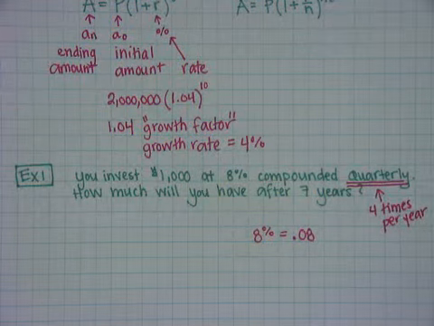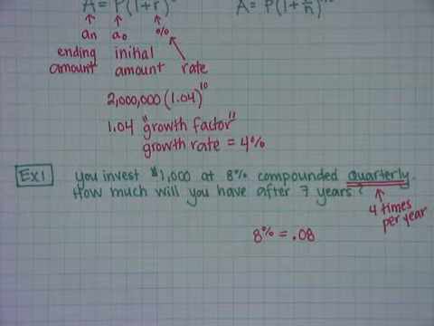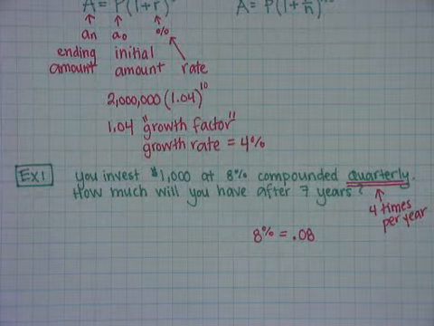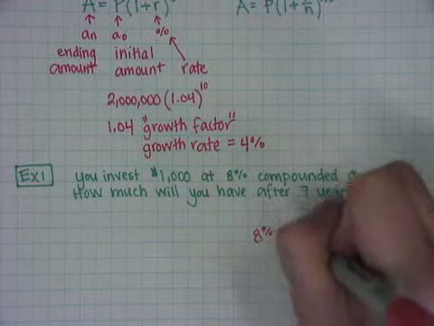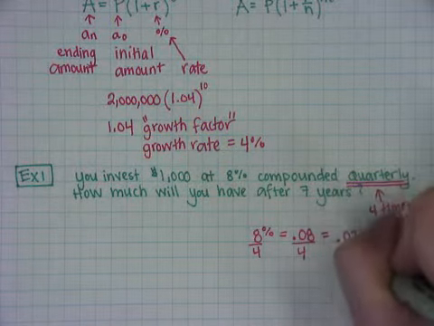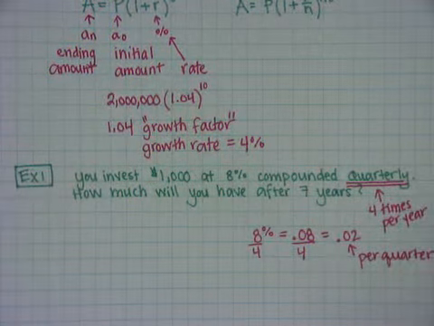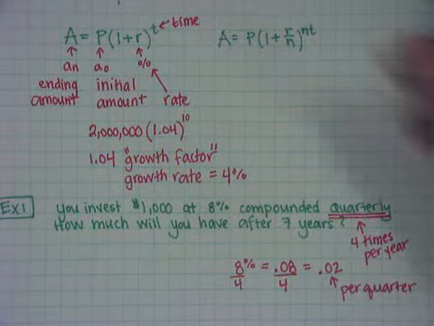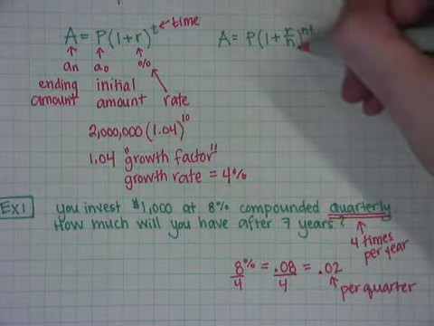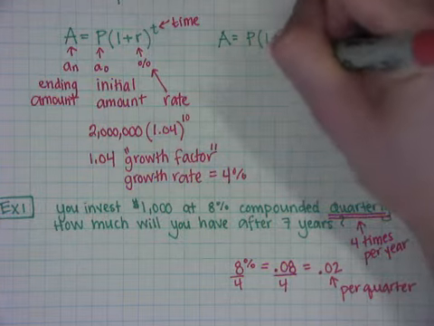And so if I'm getting 8% over the whole year, how much would I get each quarter? I would get 2% per quarter. How did you get the 2 there? Yeah, we would divide 8% by 4, and that would give us 0.02 per quarter. So notice up here in this formula, the rate was 8%, divided by 4.